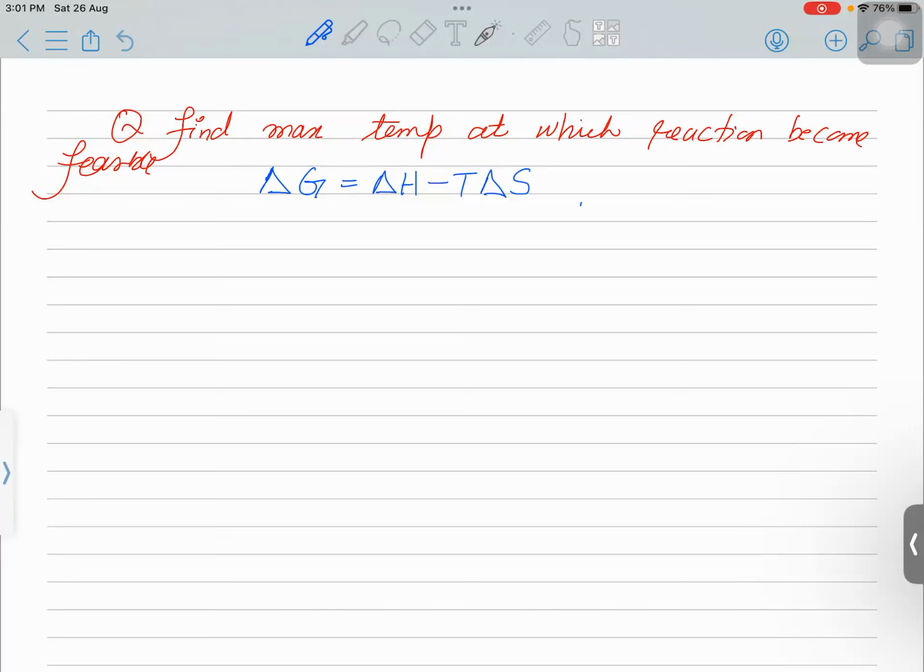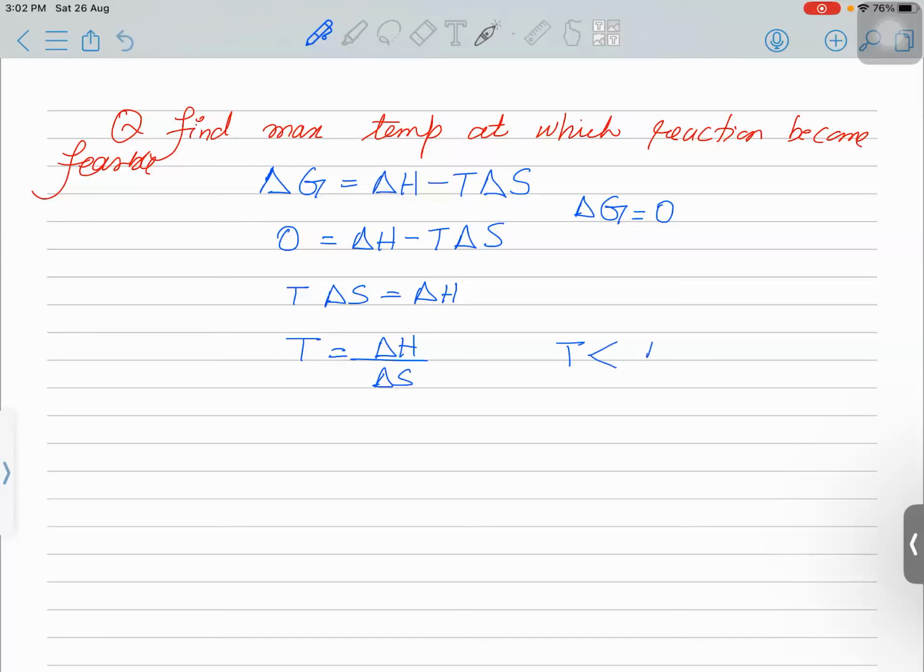So let's suppose for feasibility the value of delta G must be negative. So let's suppose the value of delta G is 0. Then 0 is equal to delta H minus T delta S. So T delta S is equal to delta H. So T is equal to delta H over delta S. So T should be lesser than delta H divided by delta S.